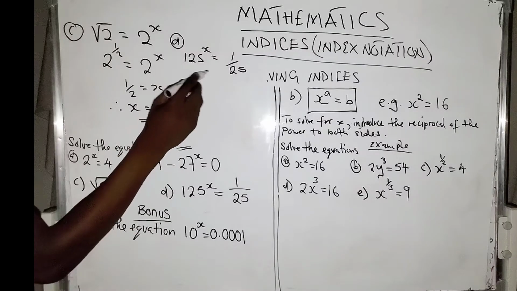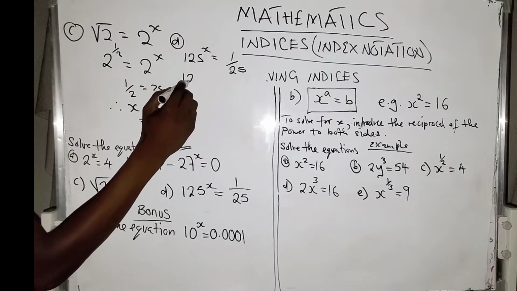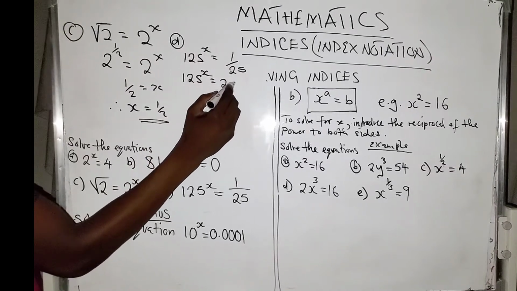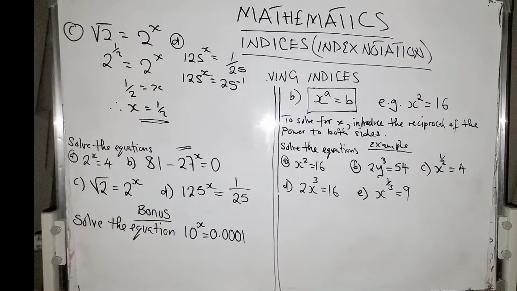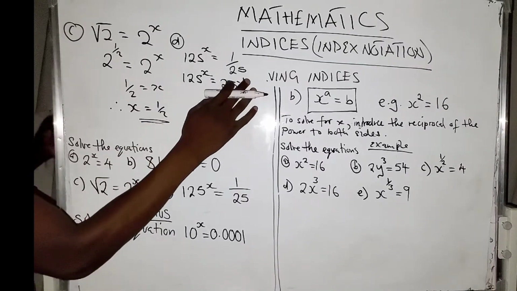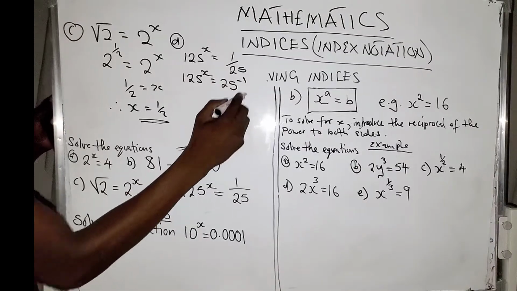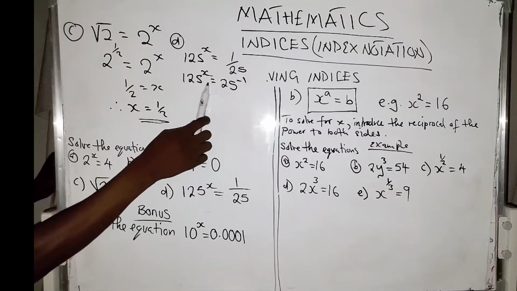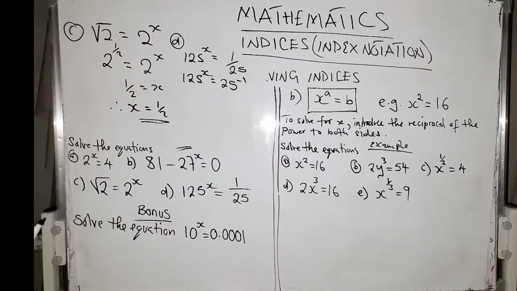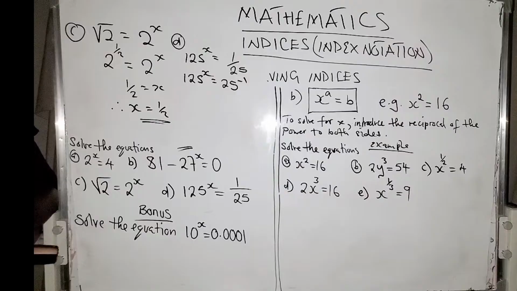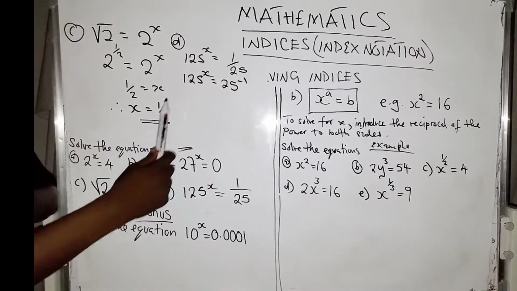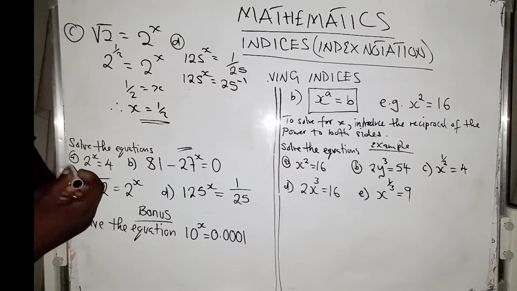So this fraction can be written, so here you can say 125 to the power x is equal to 25 to the power negative 1. Are we together? Now, let me just write nicely, negative 1. Now we can solve. The bases we have are 125 and 25. We can't change 125 to a base of 25, but both can be changed to a base of 5. Are we together?